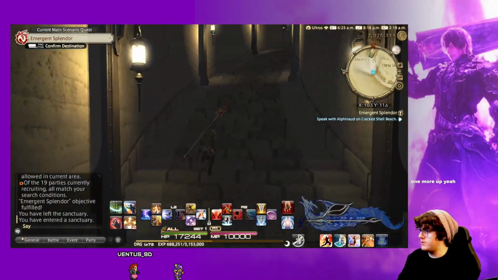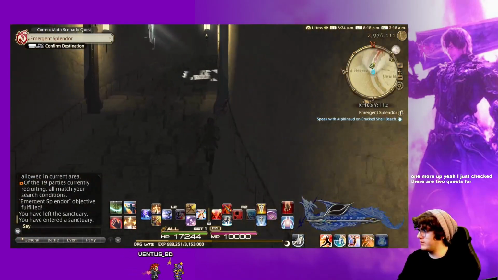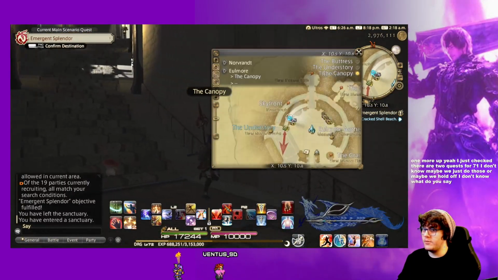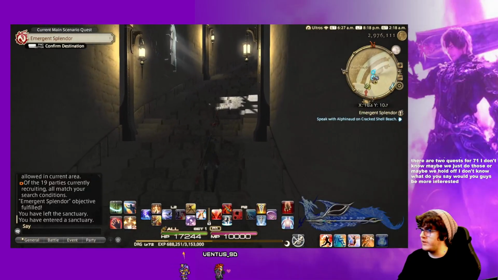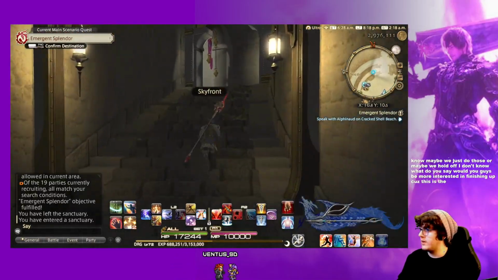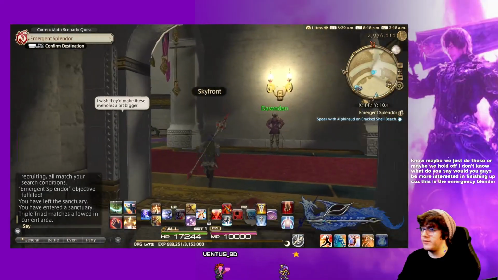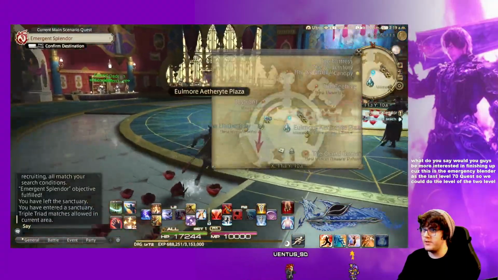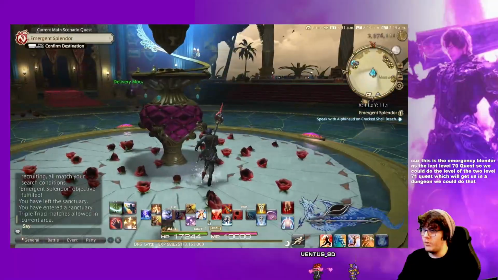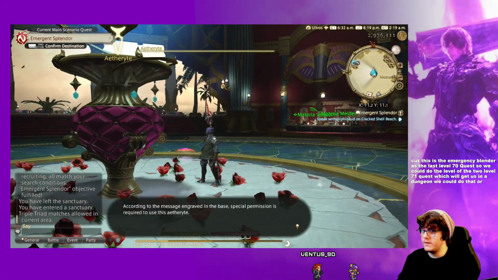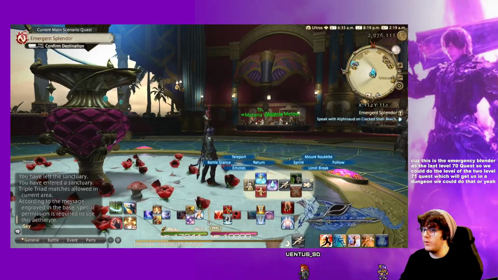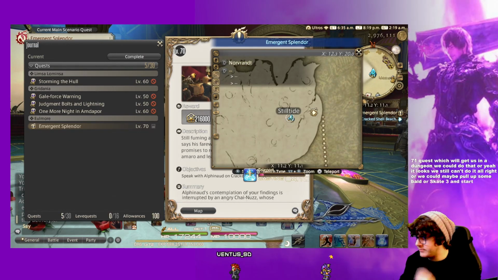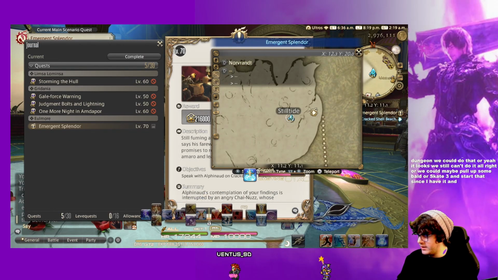Yeah, I just checked. There are two quests for 71. I don't know. Maybe we just do those? Or maybe we hold off. I don't know. What do you say? Would you guys be more interested in finishing up? Because Emergent Splendor is the last level 70 quest. So we could do the two level 71 quests, which will get us in the dungeon. We could do that. Or, yeah, it looks like we still can't do it. Alright, or we could maybe pull up some Baldur's Gate 3 and start that, since I have it and I really want to play it.